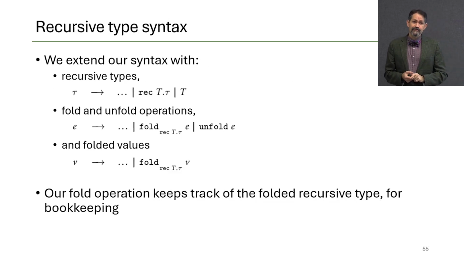Let's look at handling this formally, okay? So we'll extend our type syntax with recursive types, as I showed you before. We'll extend our expression syntax with folds and unfolds. Remember, these are not going to be in a practical language, but in our formal modeling, this enables us to know when we have to go inside a type and look at the contents, or when we fold it up. And then we have folded values, right? So our fold operation basically keeps track of the folded recursive type, and it lets us know when we have a recursive type as opposed to some type that's just a given set of fields and things.